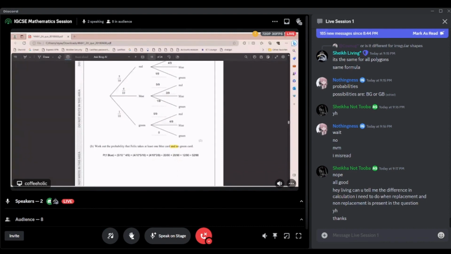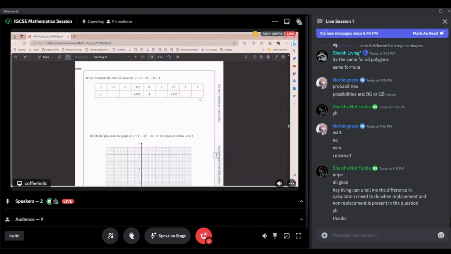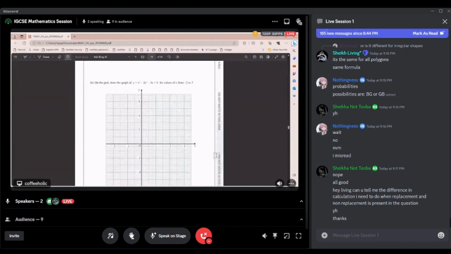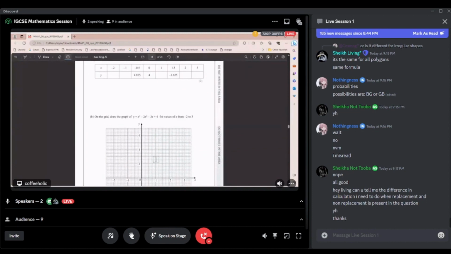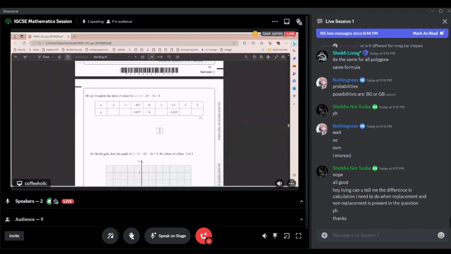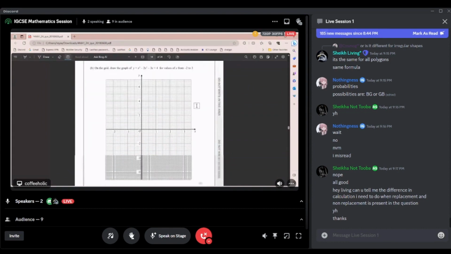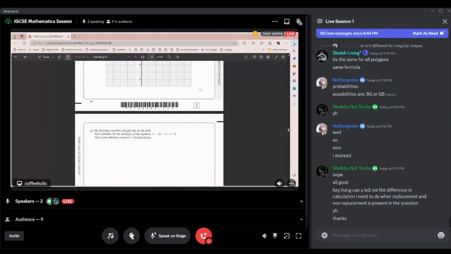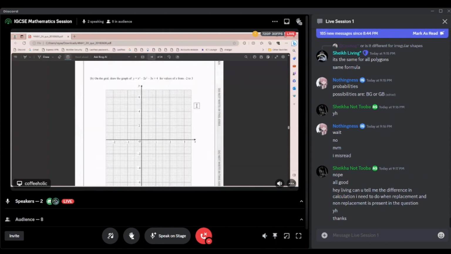Okay, cool. So we'll move on then. This is a cubic graph question, guys. It may be a little bit hard for us to draw the graph on here, but we'll discuss the values and the shape. For this one, I think we can skip parts A and B because it's pretty straightforward. It's just calculating the y values and then drawing the cubic graph out.